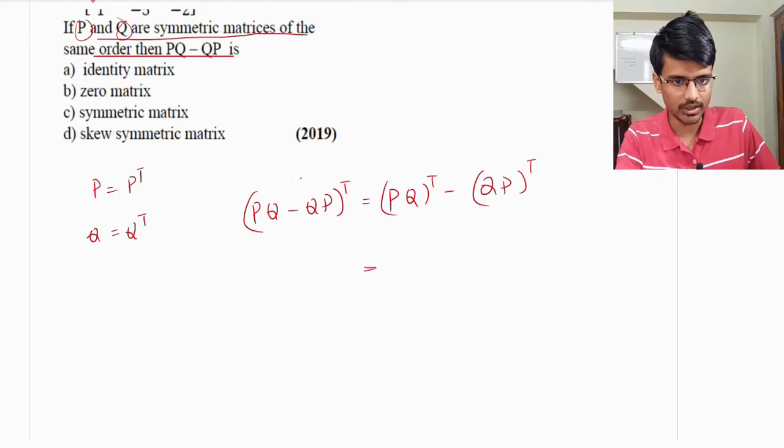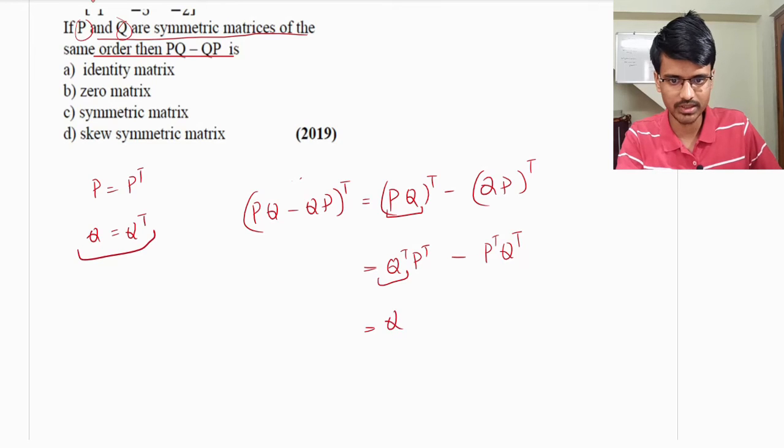So when we are taking the transpose like this, I have to reverse this, right? Q transpose P transpose. Similarly, for QP, I have to reverse: P transpose Q transpose. What is Q transpose? From here I can see it is Q. P transpose is also P. So P transpose is P, and Q transpose is again Q. I can write this as PQ minus QP.